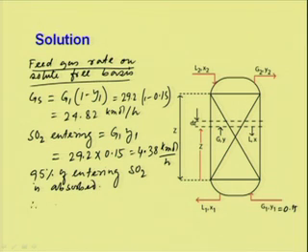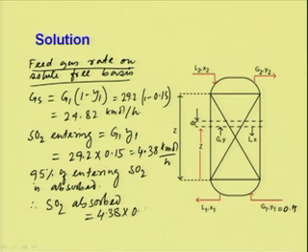Then SO2 which is absorbed is equal to 4.38 into 0.95, which is equal to 4.16 kmol per hour. So, this is the amount absorbed.